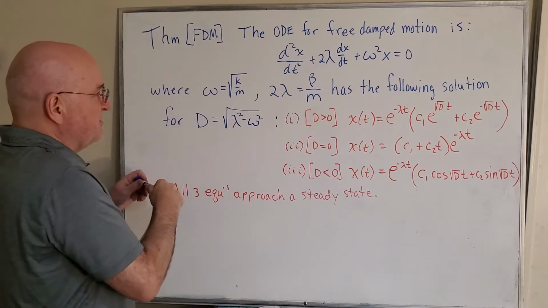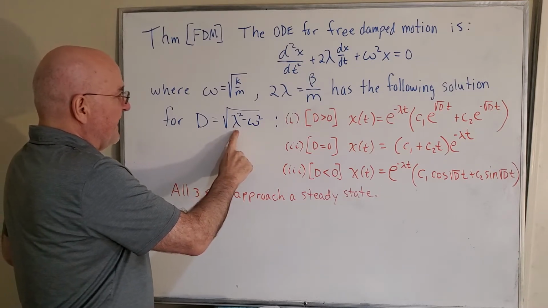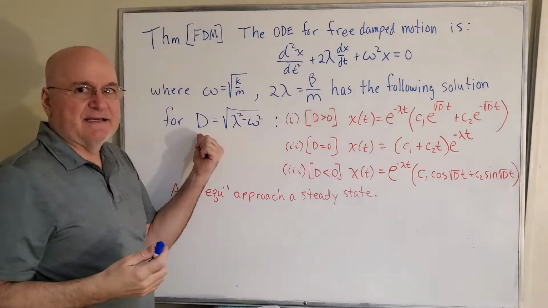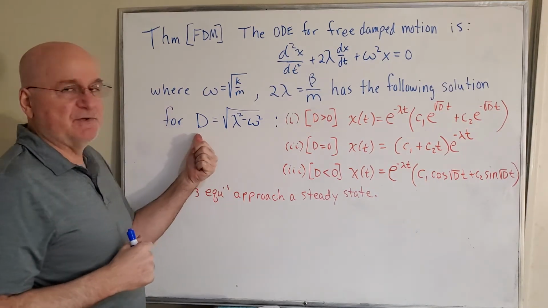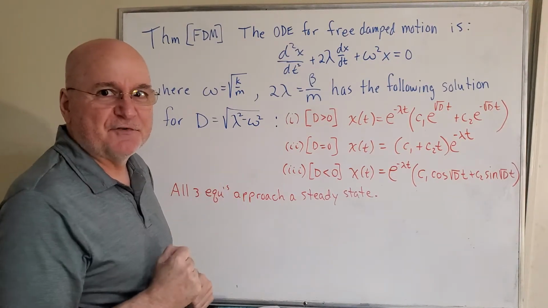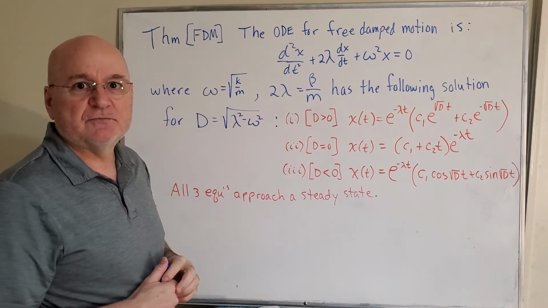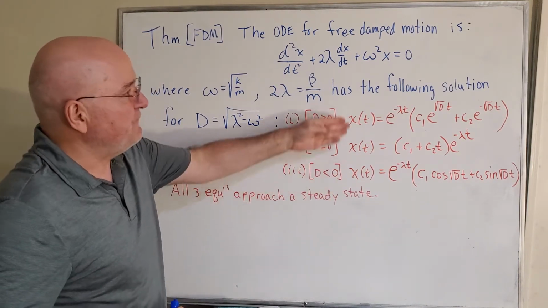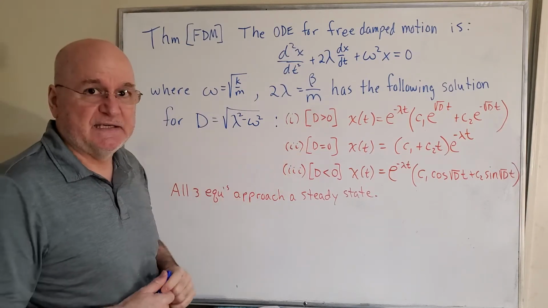Here's the solution, and I just need to define this before I do the solution. D is equal to the square root of lambda squared minus omega squared. That looks a little bit like the discriminant in the quadratic formula, and that's where it came from, and that's why we're using D. So, we have 3 cases. That'll sound familiar because we can have the discriminant being greater than 0, it can be equal to 0, or it can be less than 0. And these should look fairly familiar other than the fact that we're now using a lambda and the capital D.